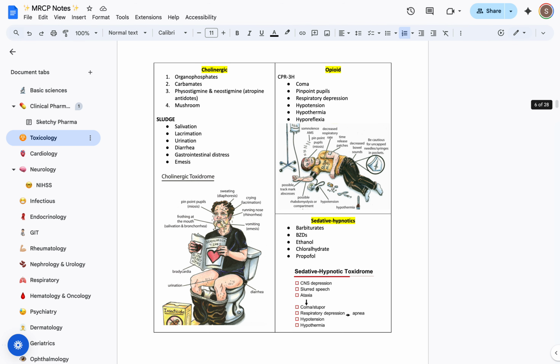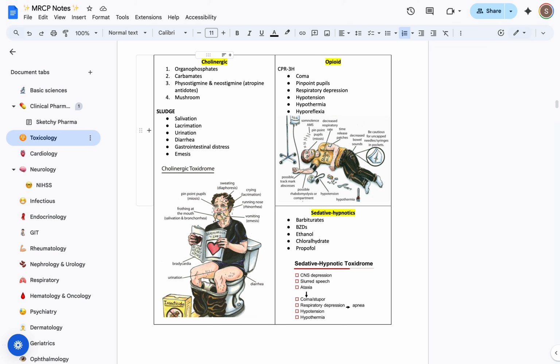Antiparkinsonians and carbamazepine. Okay, now for the cholinergic, which is the opposite of the anticholinergic, so everything is wet. So salivation, lacrimation, urination, diarrhea, gastrointestinal distress, and emesis. The cholinergic drugs are the organophosphates, the carbamates, physostigmine and neostigmine, and mushroom. For opioids, it's CPR3H: coma, pinpoint pupils, respiratory depression, and then 3H: hypotension, hypothermia, and hyporeflexia.